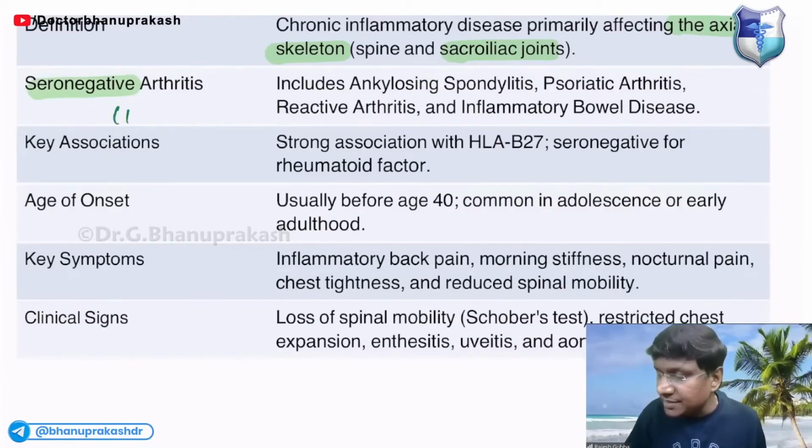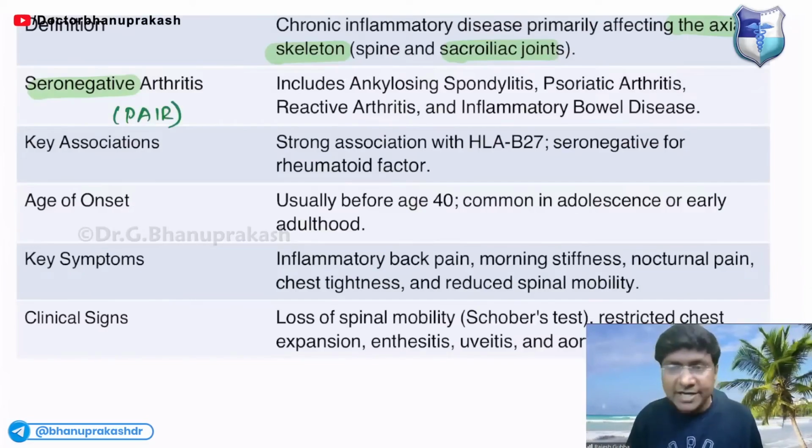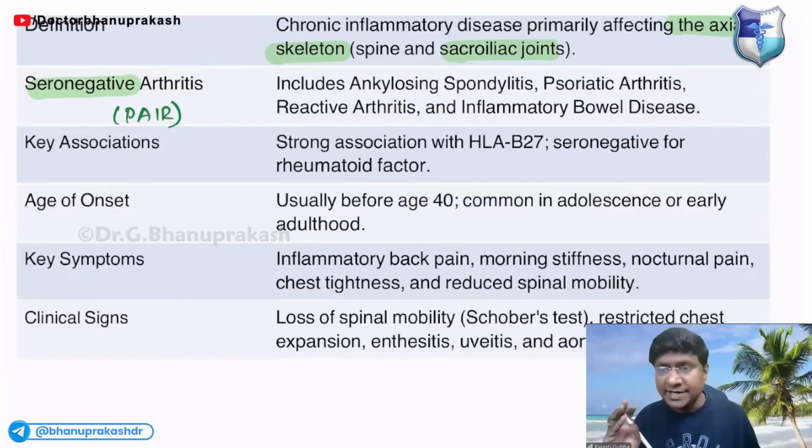Please remember this mnemonic, that is PAIR. What is this PAIR? P stands for psoriatic arthritis. A stands for ankylosing spondylitis. I stands for inflammatory bowel disease. R stands for reactive arthritis.